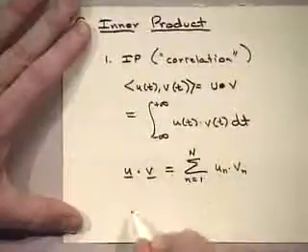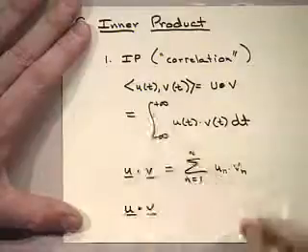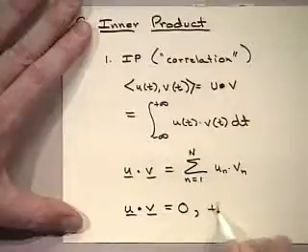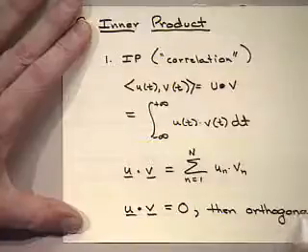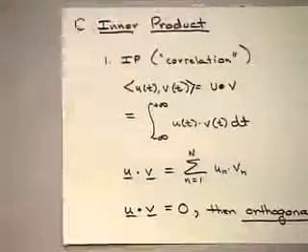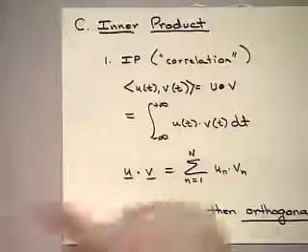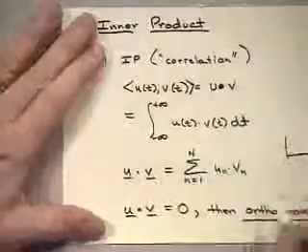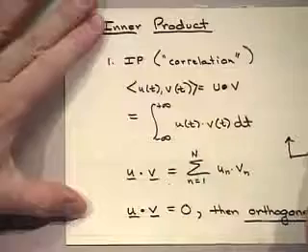And if u dot v, whether they're vectors or functions, is equal to 0, then the functions or the vectors are said to be orthogonal. So remember the dot product: you take one vector's magnitude times the other vector's magnitude times the cosine of the angle between them. If it's 90 degrees and cosine is 0, then vectors that look like that are orthogonal to one another.